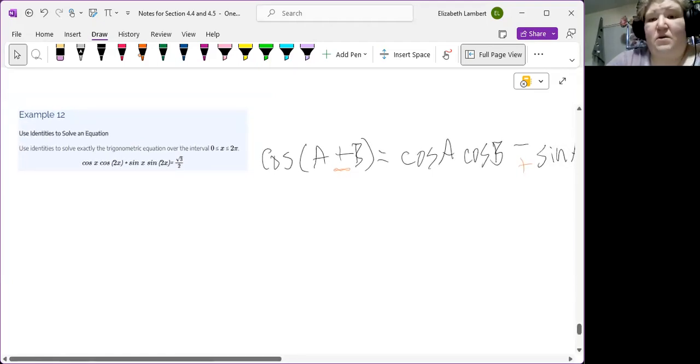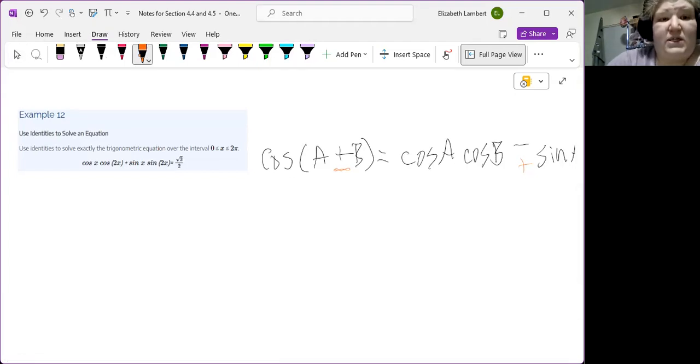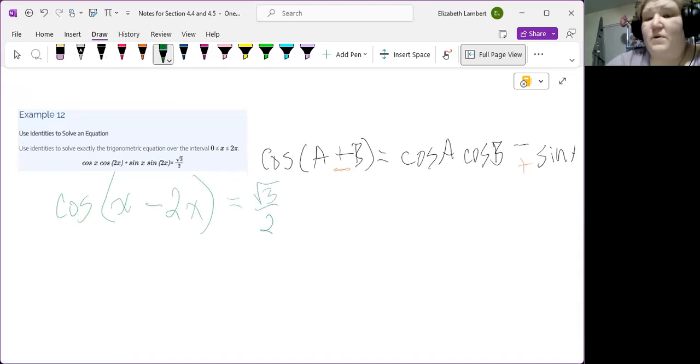Cosine A, cosine B, plus sine A, sine B. So this is equivalent to the cosine of x minus 2x. And this is still equal to the square root of 3/2. So that first impression is like, what? And then you're seeing the 2x's and your brain may have been like, are we supposed to use double angle identities? No. I mean, we could have, but it would have made things really ugly.